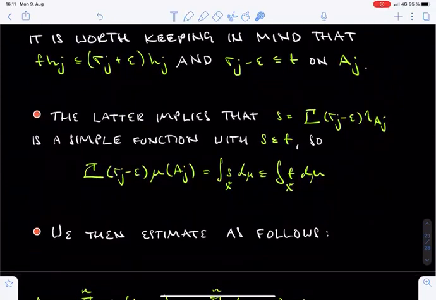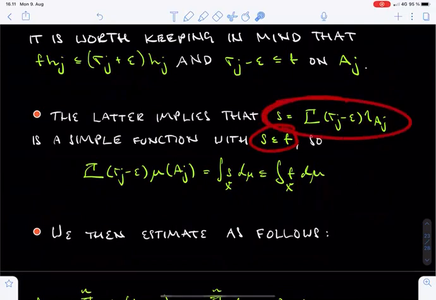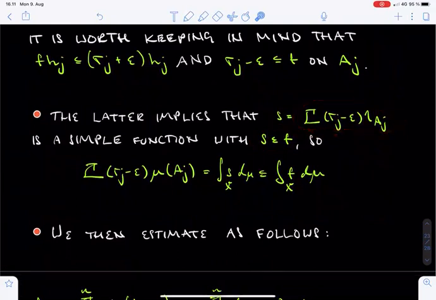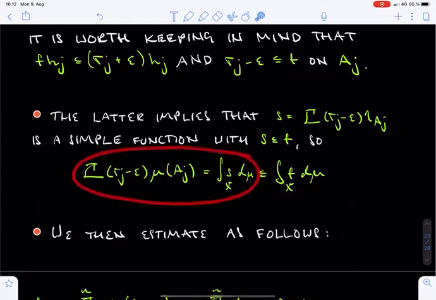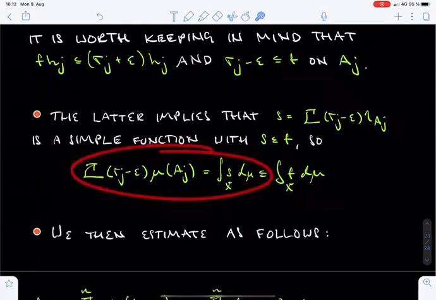This implies, in particular, that we may define a simple function s, which is dominated by f, by setting s equal to the sum of the functions rj minus epsilon times the characteristic function of aj. Then this s is everywhere bounded from above by f, and consequently its integral is also bounded from above by the integral of f. But the integral of s can be written as the sum of rj minus epsilon times the mu measure of aj.